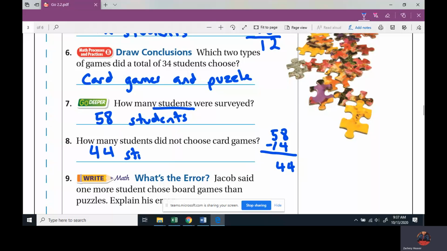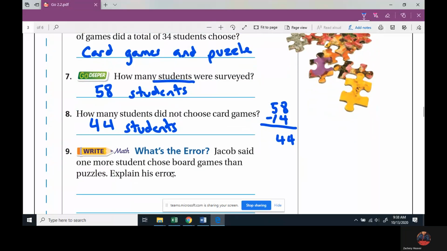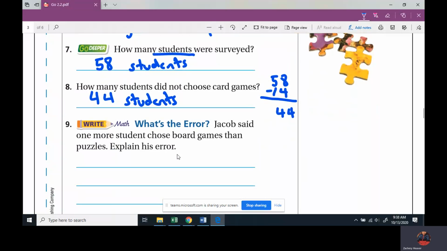You guys are all firing on all cylinders today. Correct, without hesitation. Good. Jack, be quick.